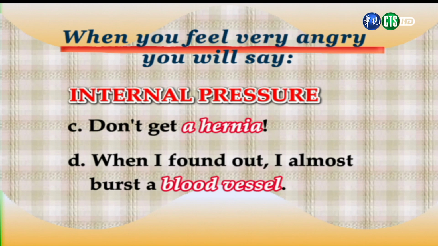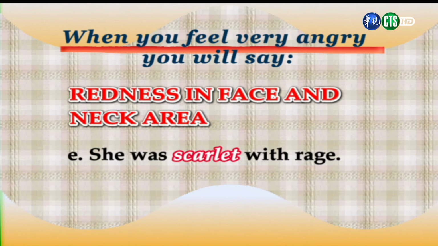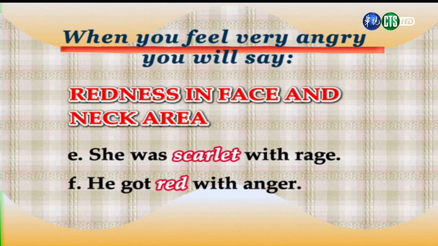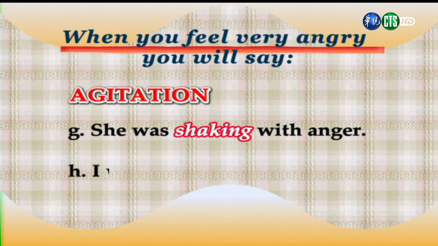好，我们接下来可以讲到内心血液在血管里面冲来冲去的感觉，几乎要冲破你的血管了，这也是一种表达愤怒的方式。Right, and let's go on and take a look at some figures of speech that deal with redness in the face and neck, such as "She was scarlet with rage," or "He got red with anger." 好，我们刚刚讲到你气得要命的时候，脸红脖子粗，所以这里 scarlet 是形容深红色，或者是气到 red with anger。Right, then let's take another one with agitation. So we have these sentences here: "She was shaking with anger, and I was hopping mad."